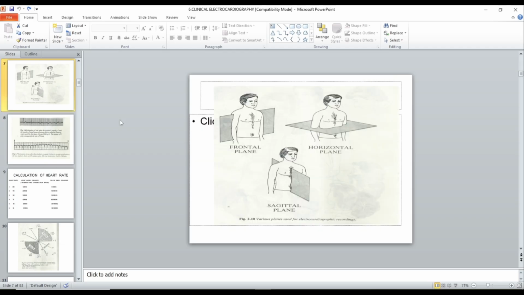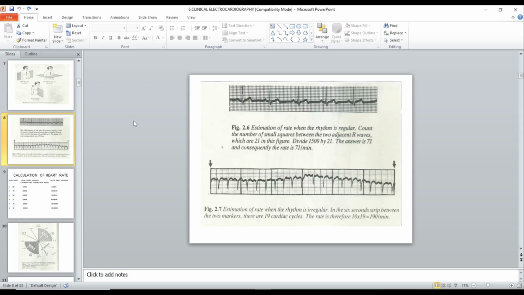As I said before, the electrocardiogram can be recorded in three planes: the frontal plane by the limb leads, the horizontal plane by the chest leads, and the sagittal plane, which is rarely used. Calculating the heart rate is very easy. If you count the small squares, 1 millimeter squares, between two RR waves and divide 1500 by that number, the pulse rate will come.